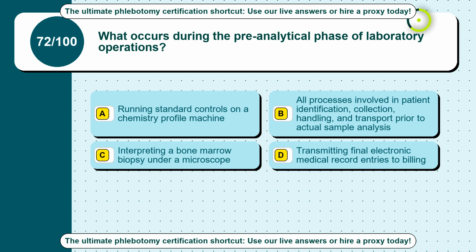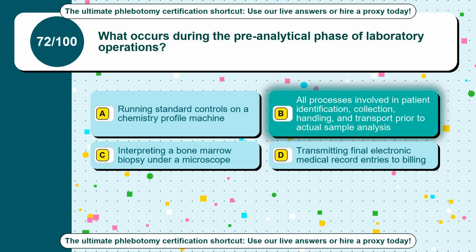Option B, all processes involved in patient identification, collection, handling, and transport prior to actual sample analysis. Option C, interpreting a bone marrow biopsy under a microscope. Option D, transmitting final electronic medical record entries to billing.